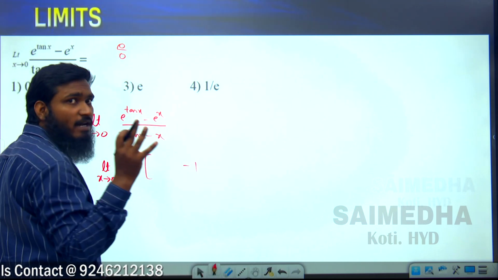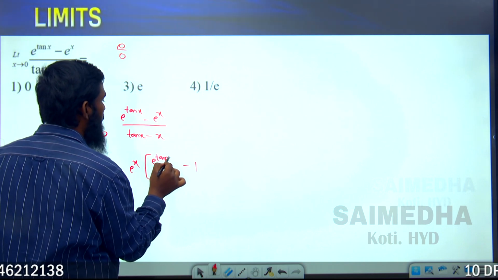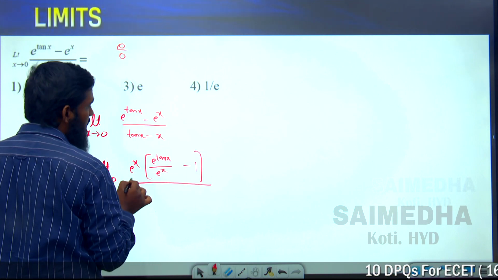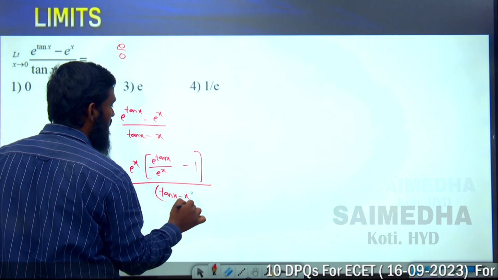But in this part we do not have e power x. If we do not have e power x, we have to write e power x in the denominator. Like this we have taken, divided by tan x minus x, which we have written the same.